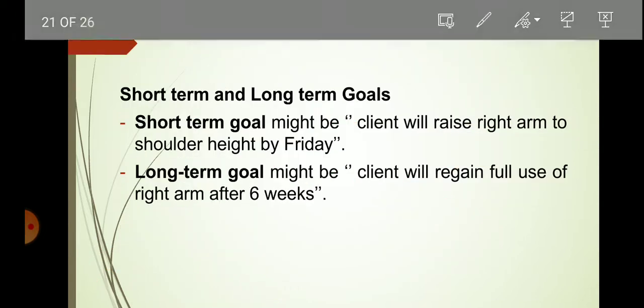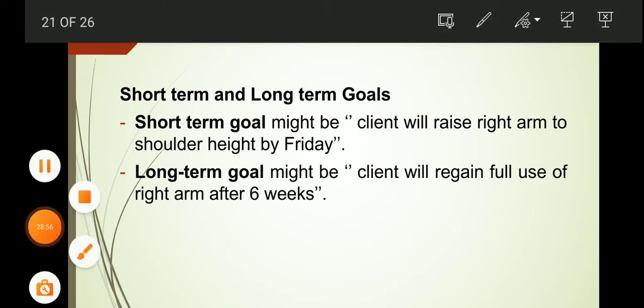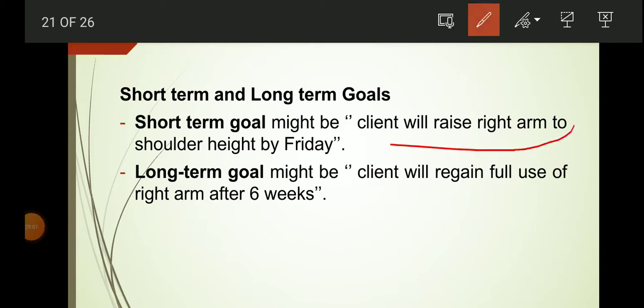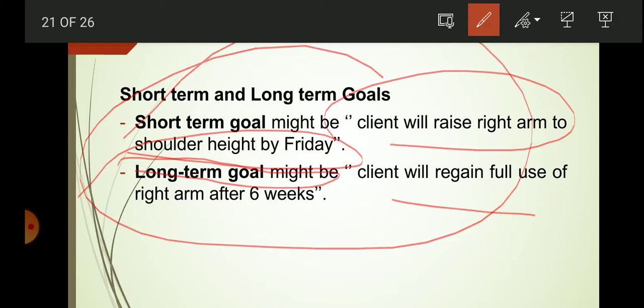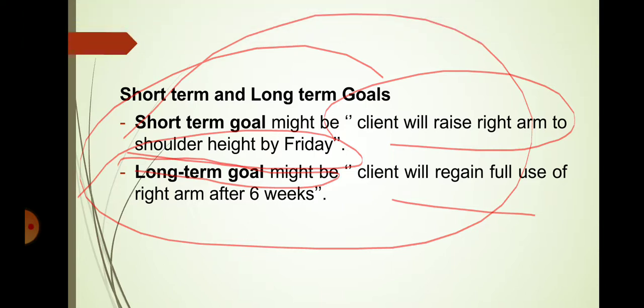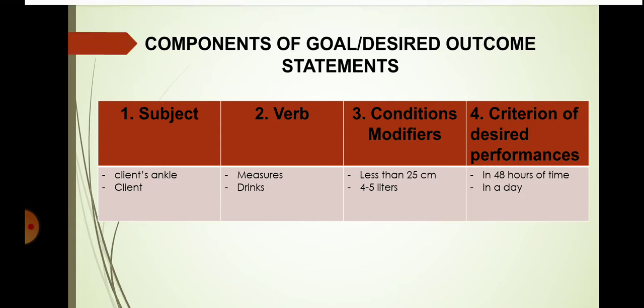And there is what we call short-term and long-term goals, okay? A short-term goal might be, for example, client will raise right arm to shoulder height by Friday. And a long-term goal might be client will regain full use of right arm after 6 weeks. So it's self-explanatory. Even if you just read the statement, you can automatically understand the difference between the two.